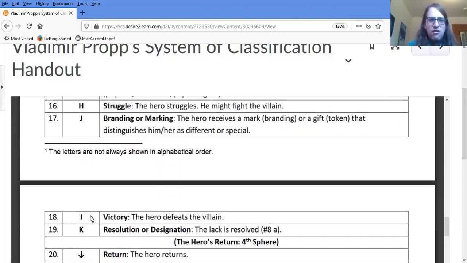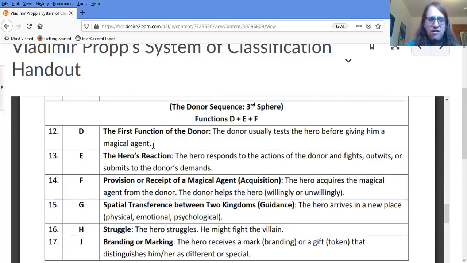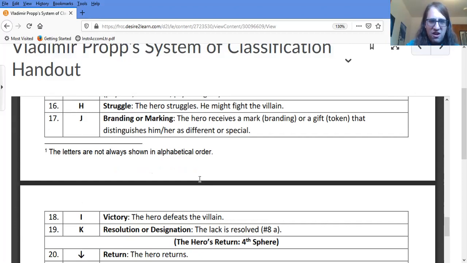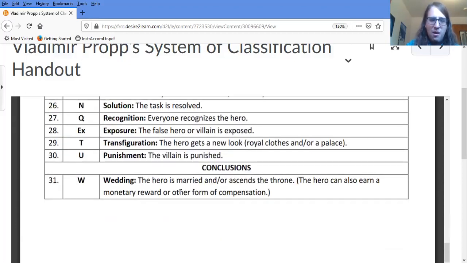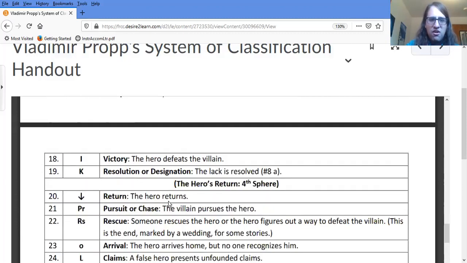It's closely associated with the letter I, which is the hero defeats the villain. But remember, that's not going to fully happen until the villain is punished at the very end. So this is not any victory. This is not the final victory over the villain. This is specifically a victory that is temporary. So you have to be careful with some of these. I would say go by the definition more than just the name of the function.